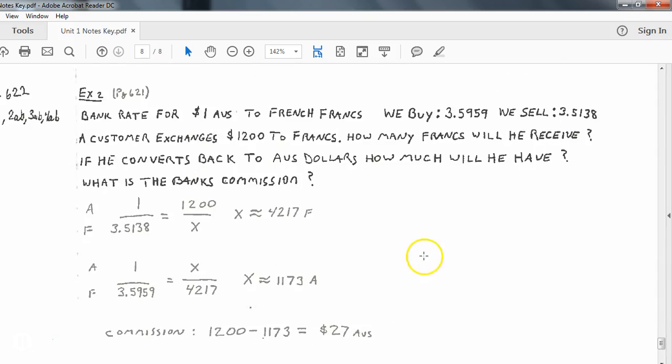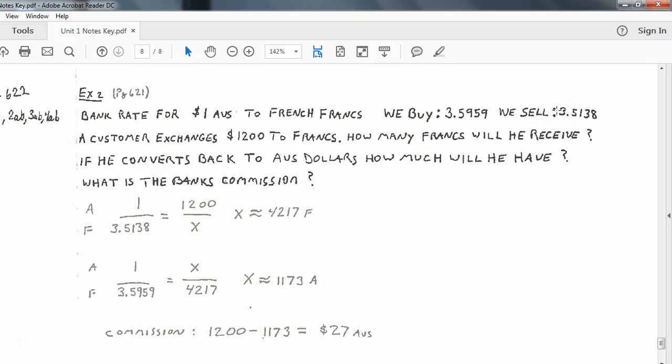So this is one that you really want to pay attention to. This is no secret here. You're going to see one just like this on your test. So make sure you follow closely to what we're doing on this one. Right here we have a bank rate for $1 Australian to French francs. They're going to give you two conversions here, and we're going to talk about these two.